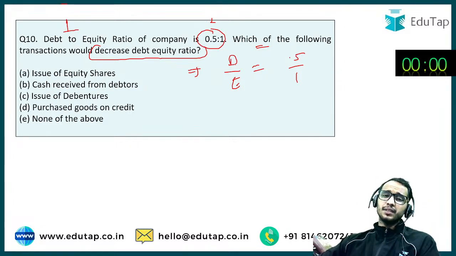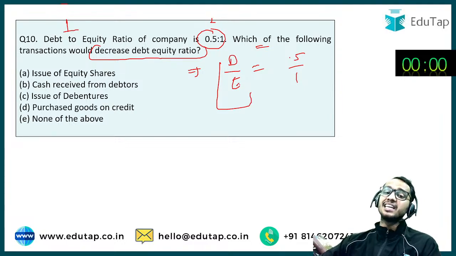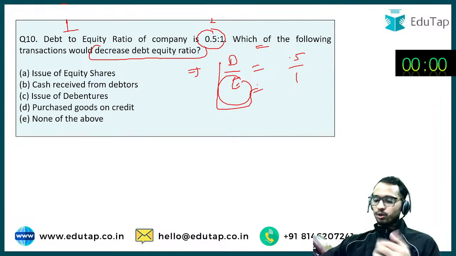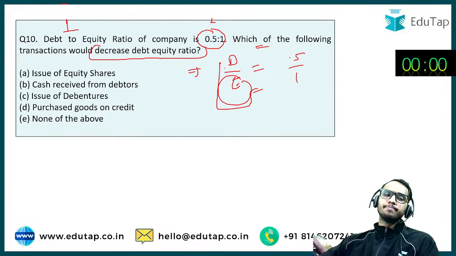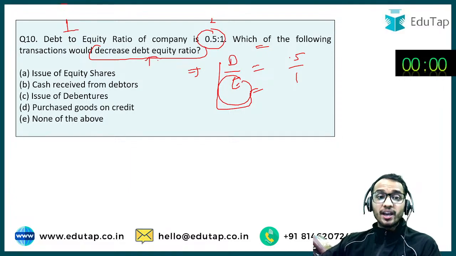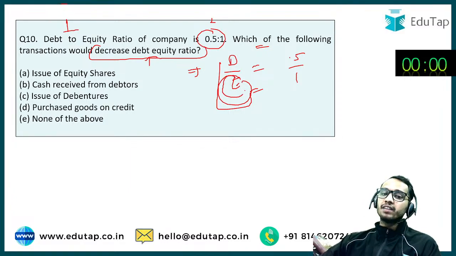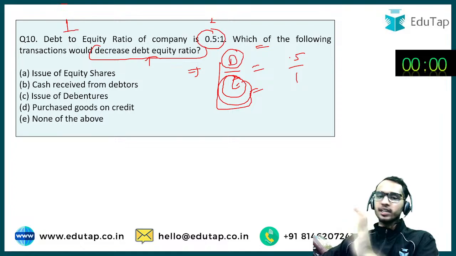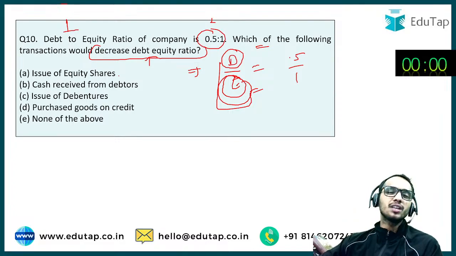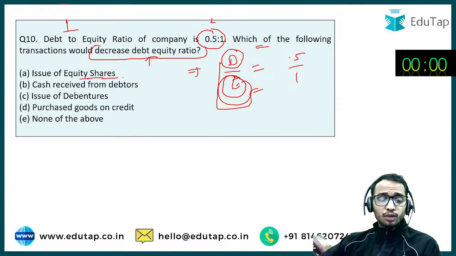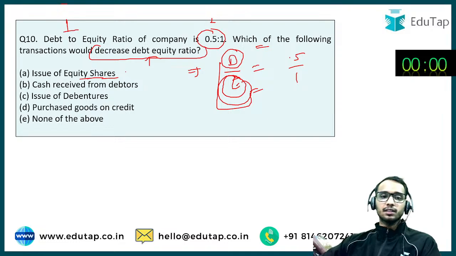So your ratio, how would it be decreased? When your equity is increased, in that scenario, your ratio will decrease. Whenever your equity is going to increase, this ratio is going to decrease, or when your numerator is going to decrease, then also this ratio is going to decrease. Clear enough? Now let's read out the options. Issue of equity shares. Oh, the first option is correct itself. So you don't have to read out the other options.